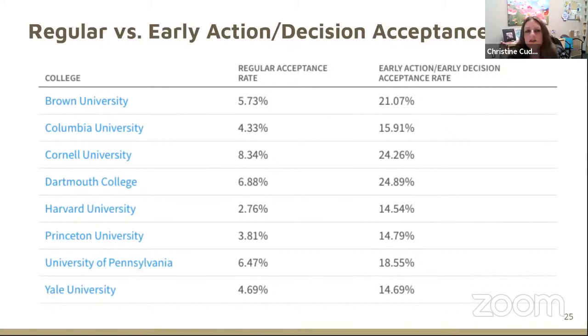Well, it also depends on the pool of students that are applying early, so it may be more competitive because maybe the pool of students doing the early application has a higher average GPA and higher statistics. It just really depends on the school and what their early acceptance rate is and what their applicant pool looks like. So when I say pool, I'm talking about the group of students that's applying.